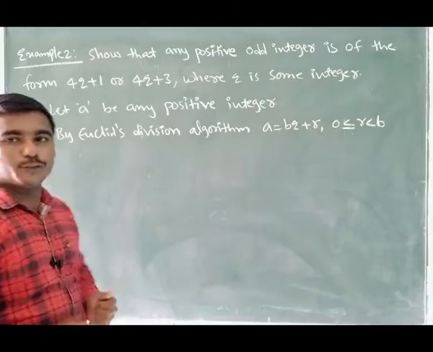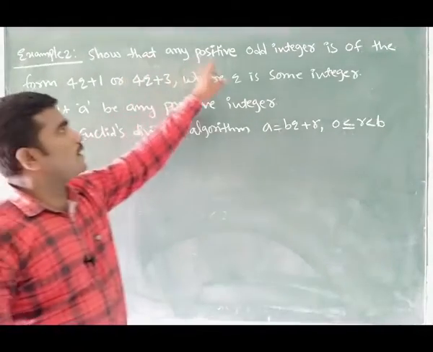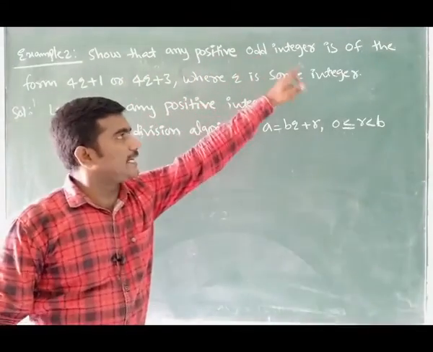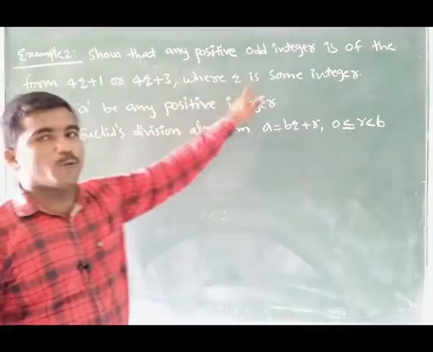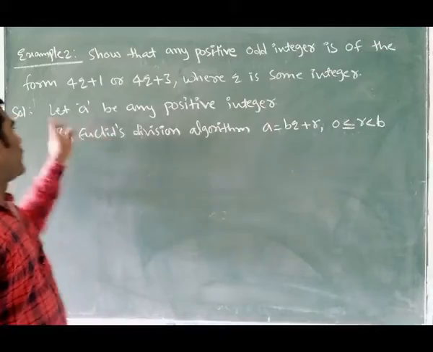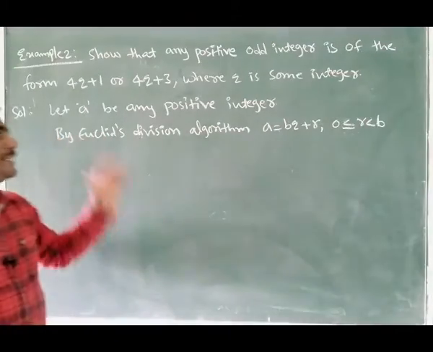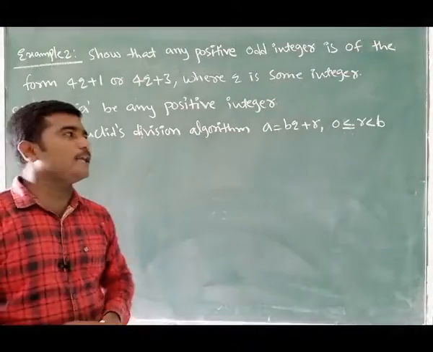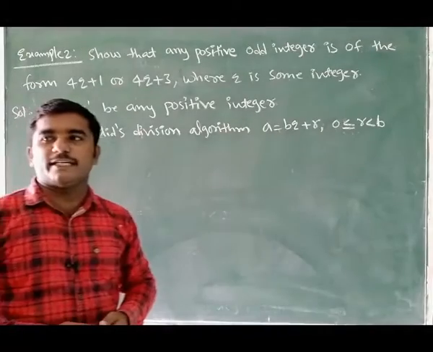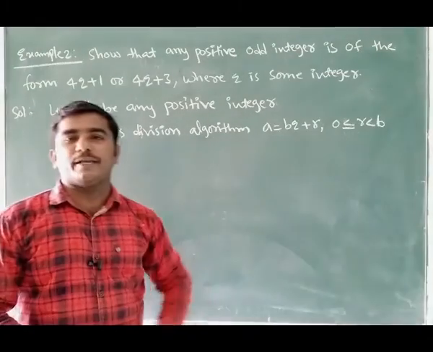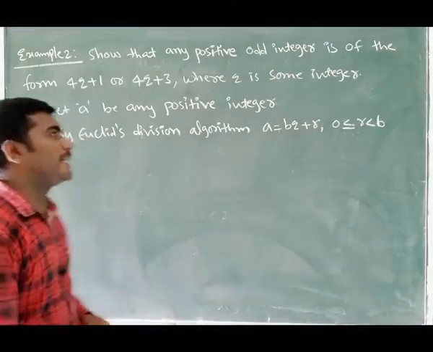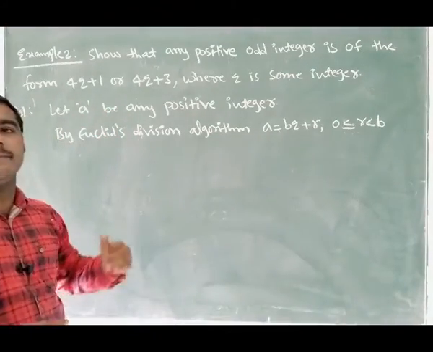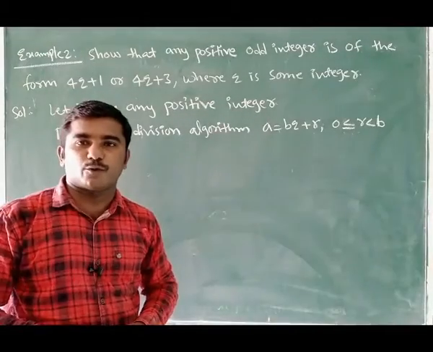Now this is example 2 question. Show that any positive odd integer is of the form 4q plus 1 or 4q plus 3, where q is some integer. So now let a be any positive integer, by using Euclid division algorithm. What is the Euclid division algorithm? A is equal to bq plus r, 0 less than or equal to r less than b. This is the Euclid division algorithm. Here we have to prove odd number is in the form of 4q plus 1 or 4q plus 3.